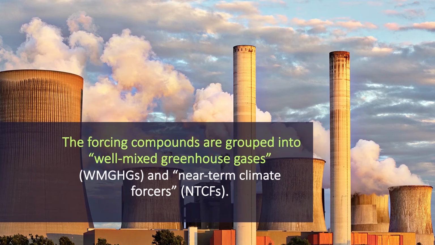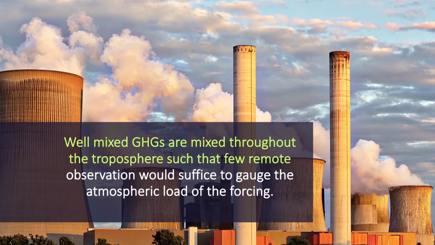Primarily, the forcing compounds are grouped into well-mixed greenhouse gases and near-term climate forcers. Well-mixed greenhouse gases are mixed throughout the troposphere, such that a few remote observations would suffice to gauge the atmospheric load of the forcing. It's very well mixed, and that's the reason why sampling a few pockets will be sufficient. Consequently, the global forcing per unit emission and emission metrics for these well-mixed greenhouse gases do not depend on the spatial or geographical location of the emission.